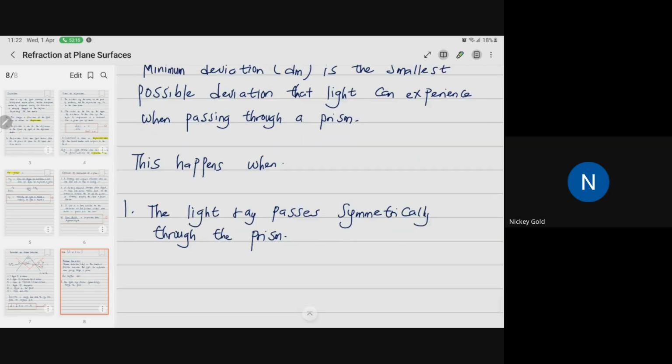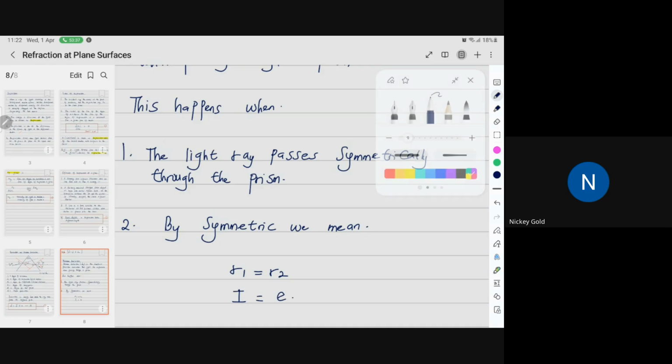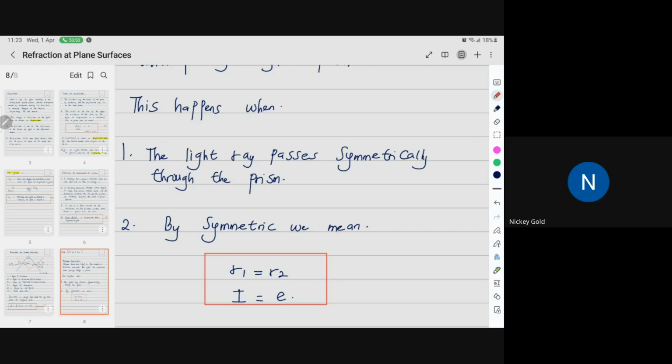By symmetric we mean, number two, that R1 is equal to R2 and that I is equal to E. So I will call this my equation number 5, isn't it? We'll call it our equation number 5.